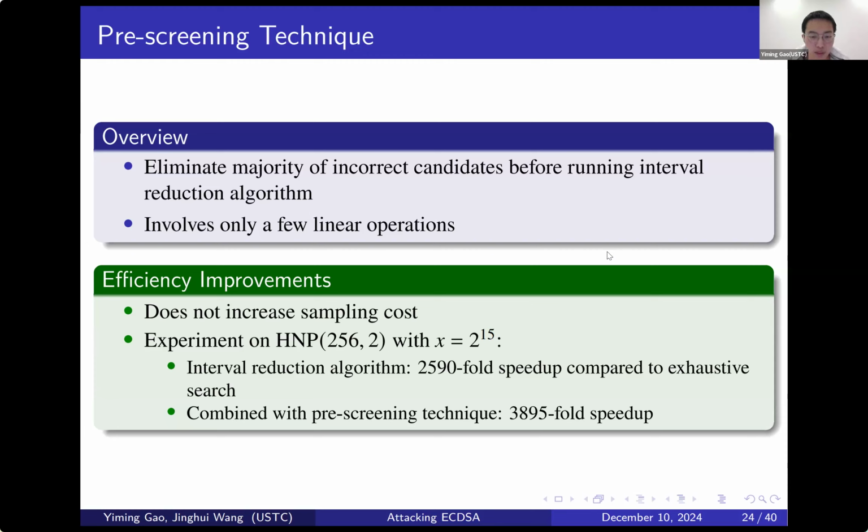We conduct experiments on HNP-256 with 2-bit leakage, and x is equal to 2 to the 50. The interval reduction algorithm offers a 2,000-fold speedup compared to the exhaustive search, and combined with the pre-screening technique leads to almost 4,000-fold speedup.